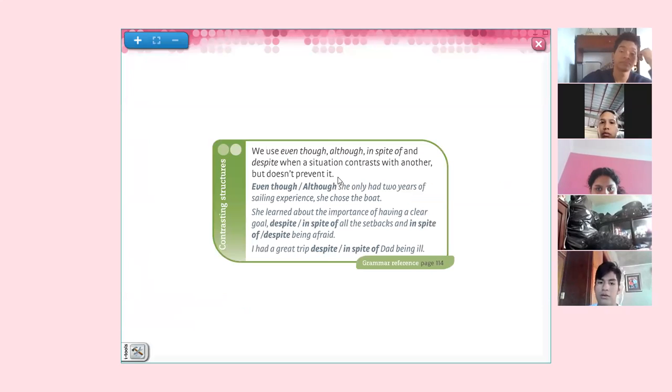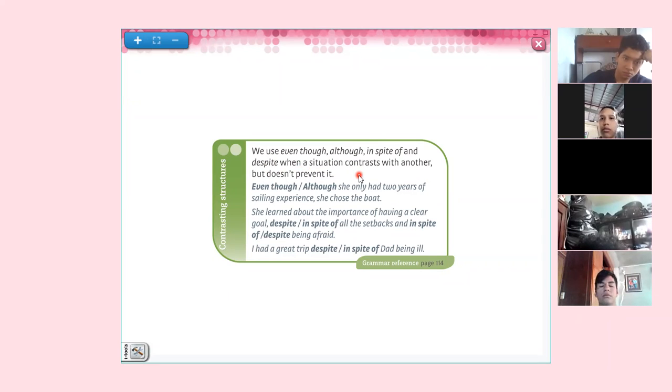Remember that we were having also about expressions. And when you are writing and you are giving an exam for a B2, it's really important at the moment of writing the use of these connectors. Those are important expressions that you are going to use to connect the ideas. And obviously here we're going to have Giselle Molina, please. We use even though, although, in spite of, and despite when a situation contrasts with another, but doesn't prevent it. Okay, what is that? Even though, although, in spite of, and despite.